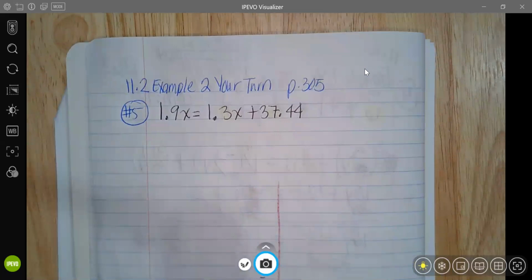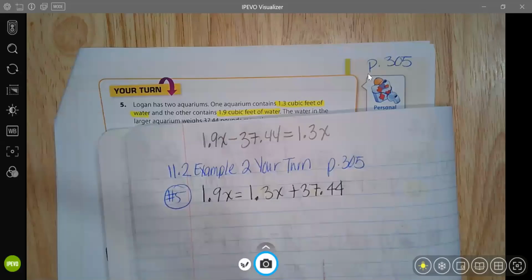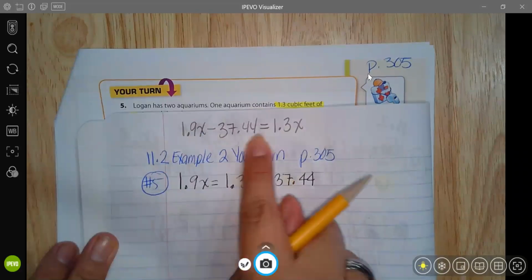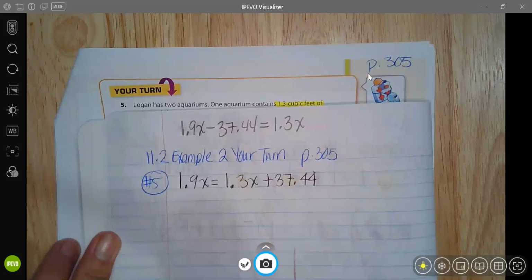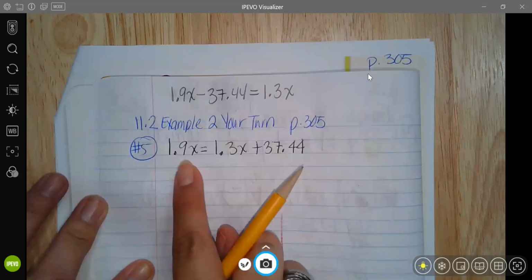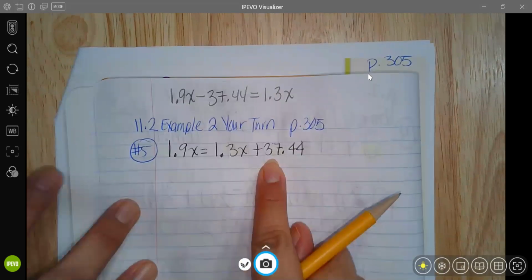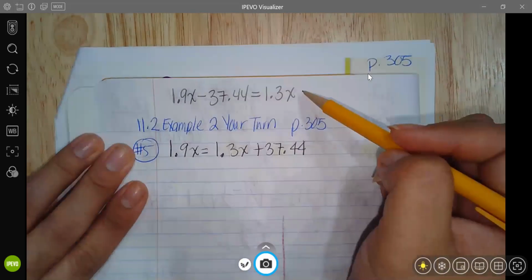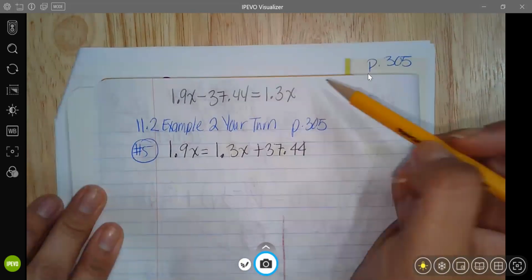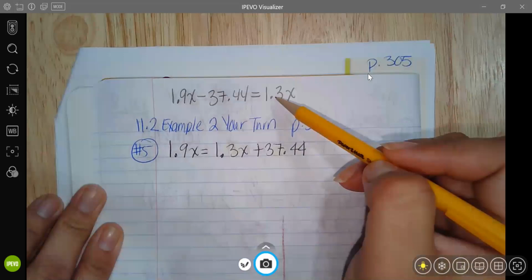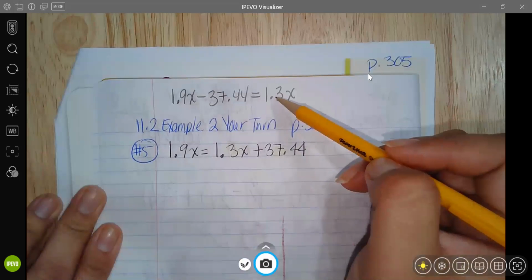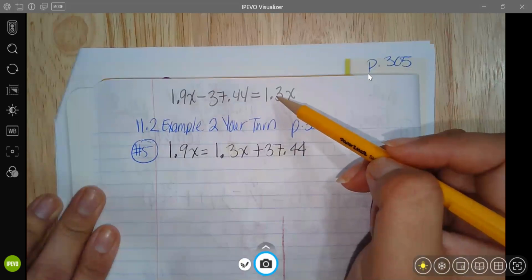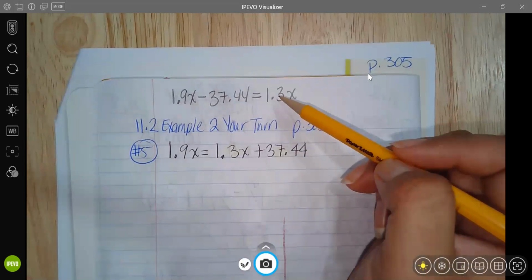You can also have this one. You can also have the equation set up like this. For the sake of this particular problem, I like to have set it up this way, just because I've been working with equations for a while now, and I know seeing something like this is going to end up with a lot of negatives, and I try to not have as many negatives as I can.